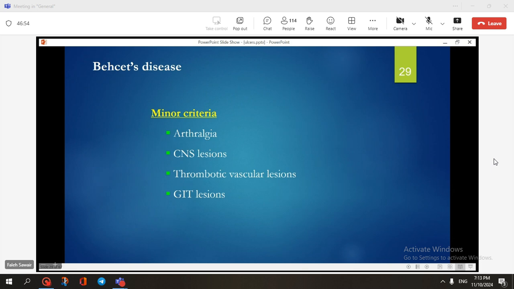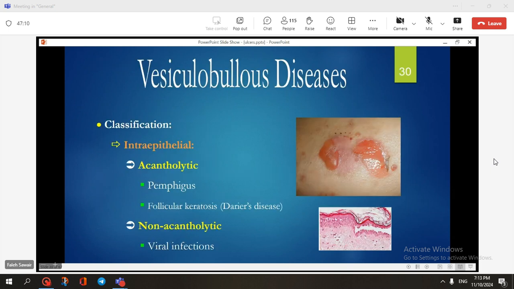Minor criteria: the patients will also have arthralgia, CNS lesions, central nervous system lesions. They will have thrombotic vascular lesions, and GIT lesions, for example, ulcers. So the combination of these major and minor criteria is called Behçet disease.